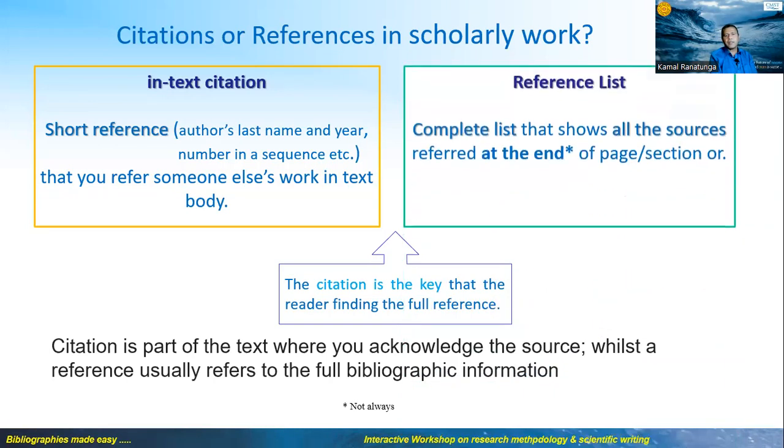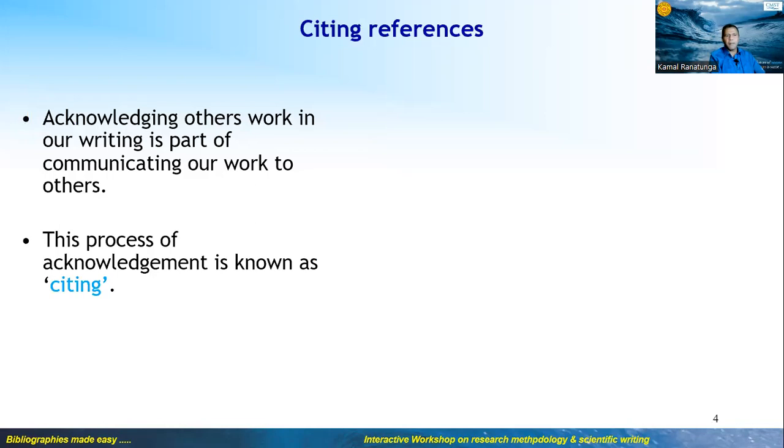Then the second part is the reference list, the full or complete list of references. Any combination of in-text citation and reference list we call the citation. Some people treat citation and references as almost the same, but actually the citations are a part of a reference, because the references are usually a complete list. That's the difference, but you can use both interchangeably, right?